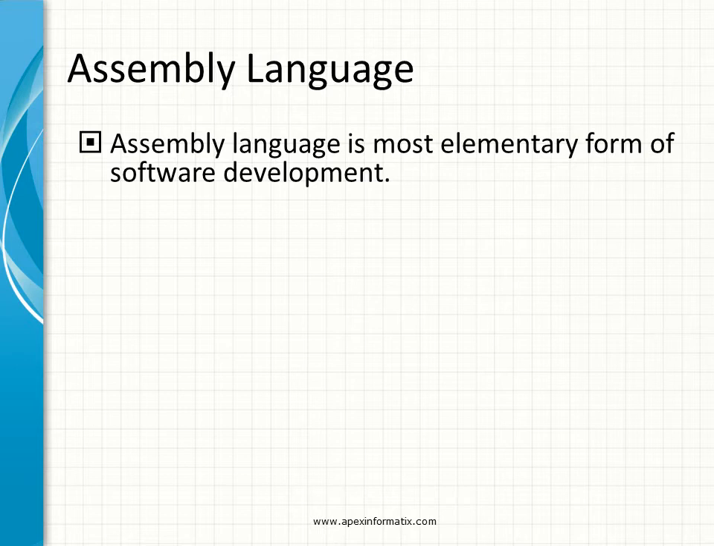Now, you must be wondering that a computer can only understand electronic pulses or binary. Then how was it able to interpret the commands given in assembly language? To understand this, let's take an example.